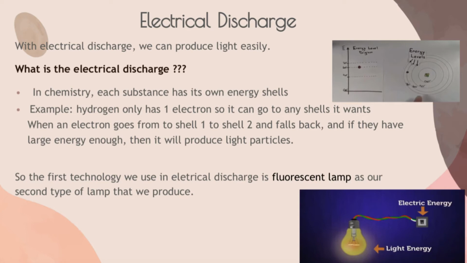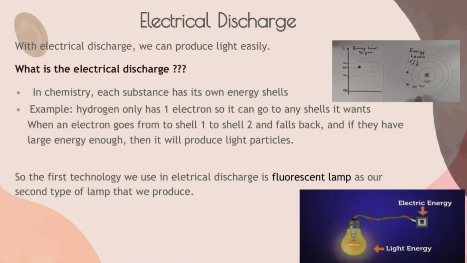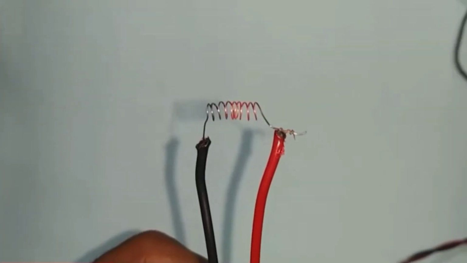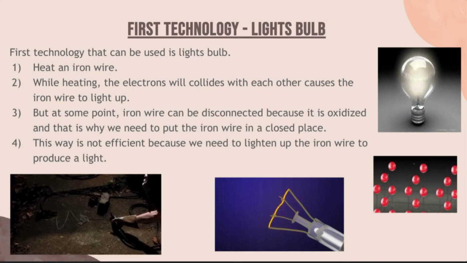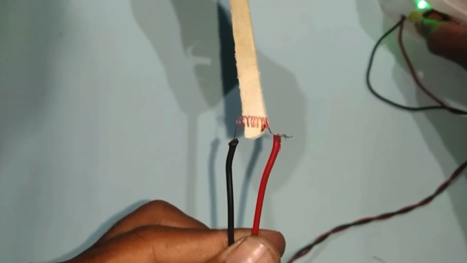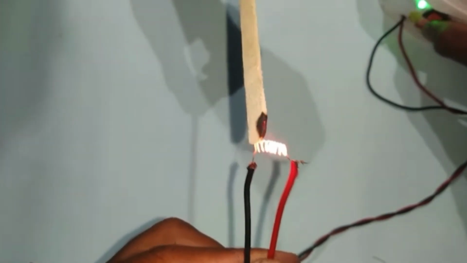So the first technology we use in electrical discharge is the fluorescent lamp as our second type of lamp that we produce. The first technology that can be used is the wax bulb. The first step is to heat an iron wire. While heating, the electrons collide with each other, causing the iron wire to light up. But at some point, the iron can be disconnected because it is oxidized, and that's why we need to put the wire in a closed place. This way is not efficient because we need to light up the iron wire to produce light.